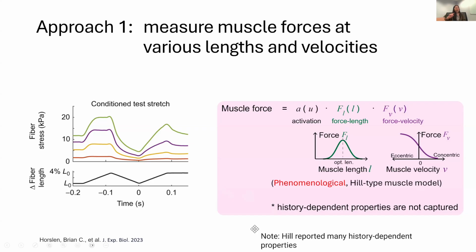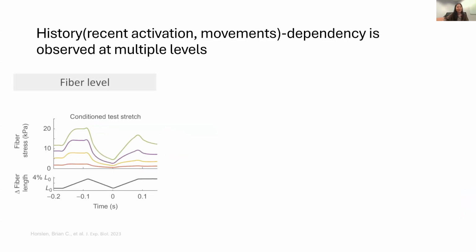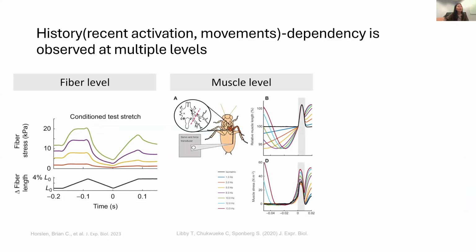But just a little note: Hill actually reported many of the history-dependent properties of the muscles. So it is not the fault of Hill, but it is about the Hill-type muscle model that is lacking the history dependence. This kind of history dependence on the recent activation or recent movement is observed on multiple levels. As I say, it is observed at the fiber level, and it is also observed at the muscle level.